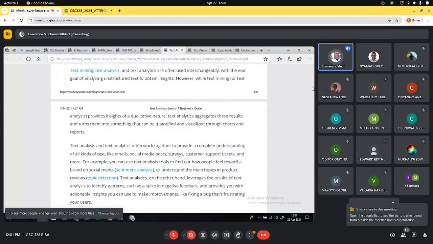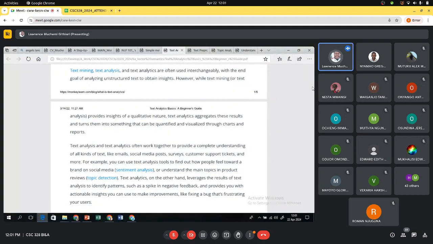But they often work together. This text analysis and text analytics, they sometimes work together because we want first of all to understand the data before we can now start crunching the numbers. So the numbers, of course, will be the analytics, and the qualitative, which is the descriptive type of information, will be brought out by the text analysis. So they work together to bring out a complete understanding of all kinds of text, like emails, social media posts, surveys, customer support tickets, etc.